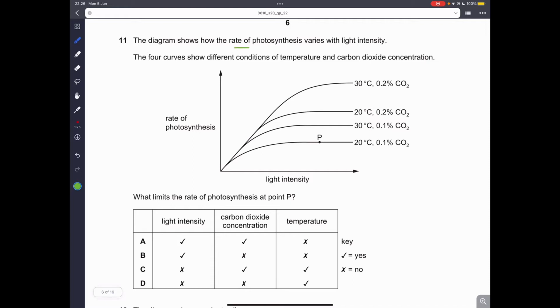Question 11. The diagram shows how the rate of photosynthesis varies with light intensity. The curves show different conditions of temperature and carbon dioxide concentration. What limits the rate of photosynthesis at point P? Well, here you can see the temperature. The temperature is limiting because the one above is 30 degrees Celsius. So temperature is one of the limiting factors. However, carbon dioxide is not the limiting factor because it is the same.